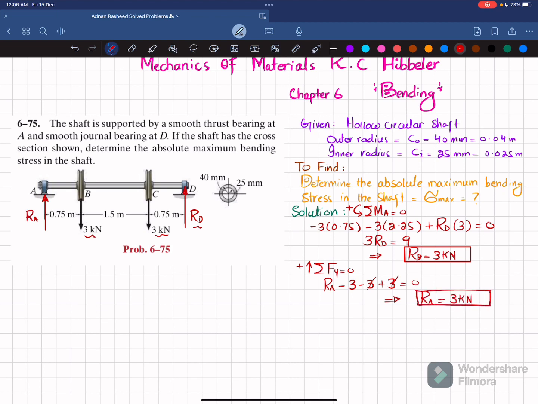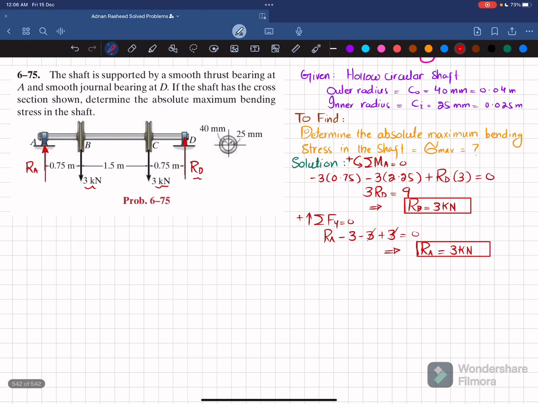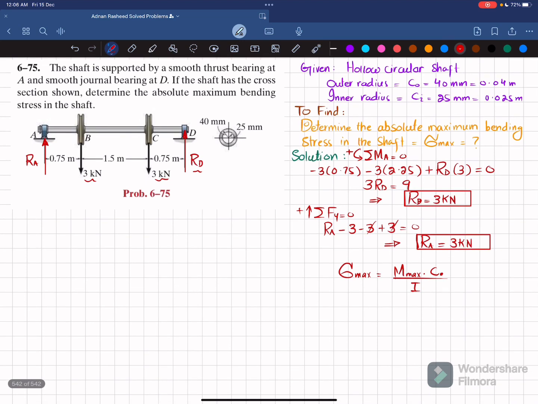Now you have Ra and Rd, so we will move toward finding the shear force and bending moment diagrams, because we have to find the maximum bending moment and maximum bending stress, and that maximum bending stress is maximum bending moment into c divided by I. So here it is a hollow circular shaft, so c will be the outer radius. For finding the maximum bending moment, we will draw the shear force and bending moment diagrams.